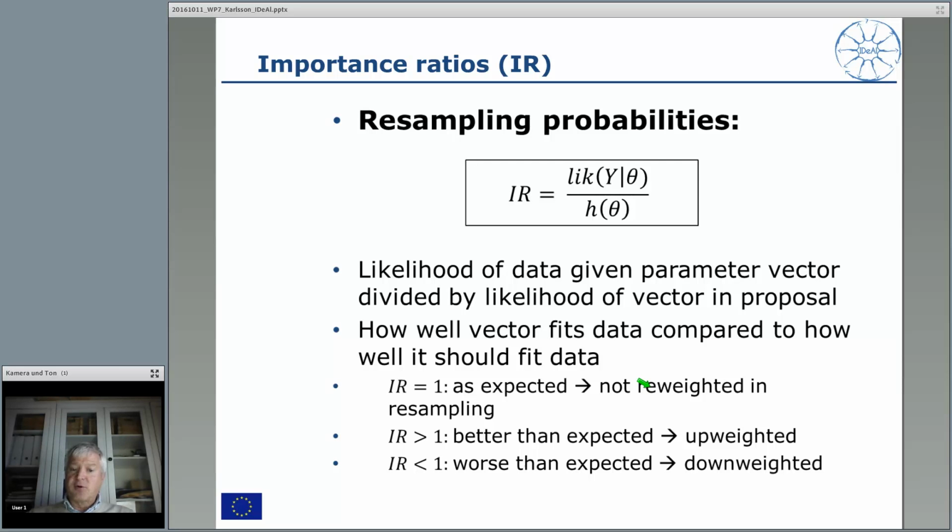If the importance ratio is above 1, then this parameter vector describes the data better than expected, and it's upweighted with a higher probability of being resampled. Whereas if the importance ratio is lower than 1, it's worse than expected, and it's downweighted and less likely to be resampled.